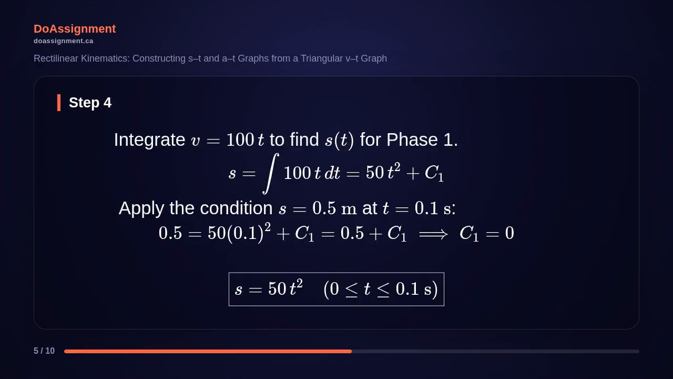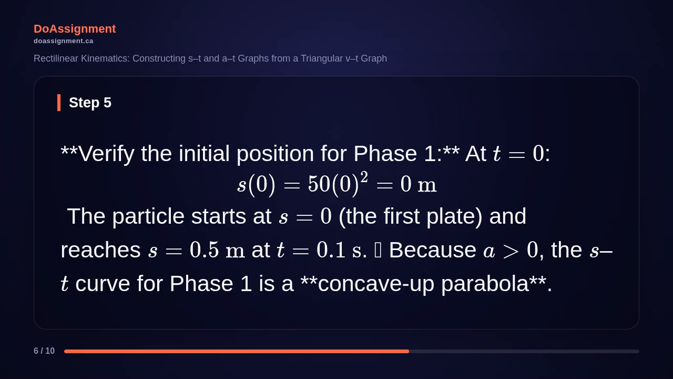Integrate velocity 100t to get position. The antiderivative is 50t squared plus a constant. Using the condition that s equals 0.5 meters when t equals 0.1 seconds, we substitute and find the constant is 0. So in phase 1, position equals 50t squared. Checking at t equals 0 gives s equals 0, which is correct. The particle starts at the left plate. The position curve in phase 1 is a concave up parabola because the acceleration is positive.